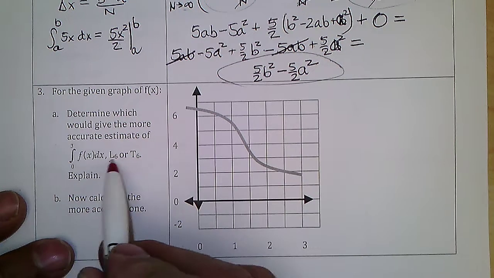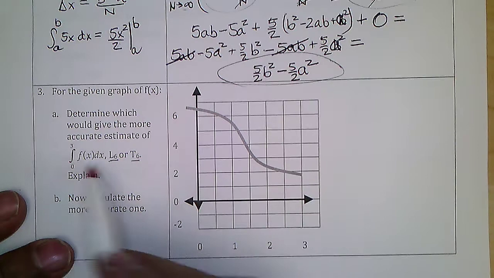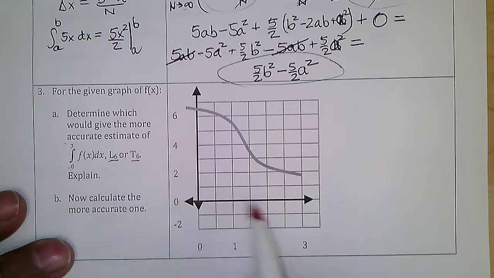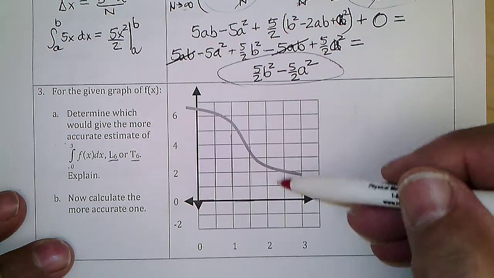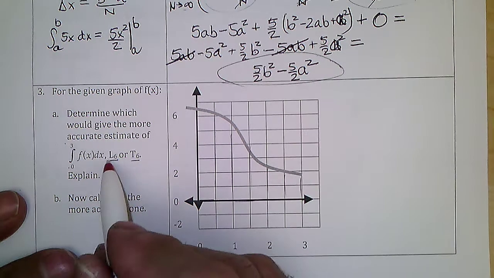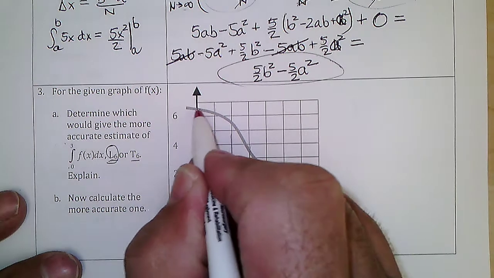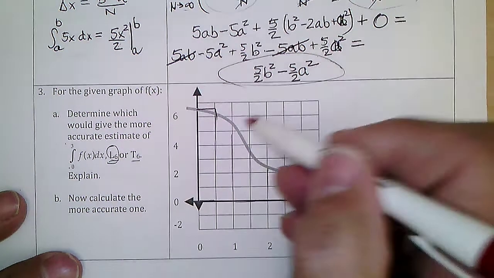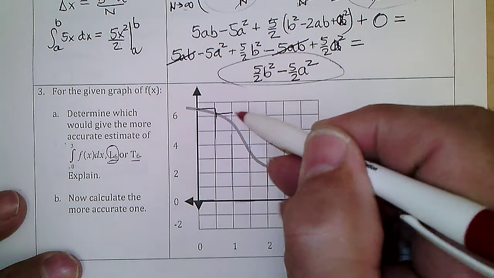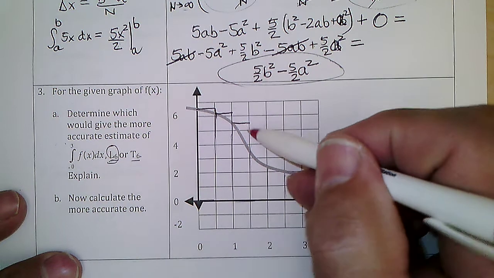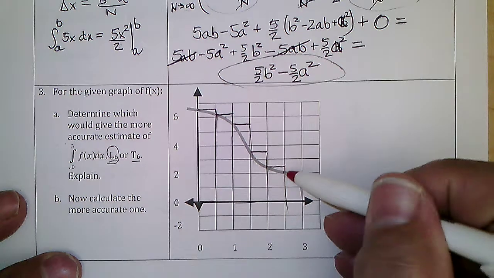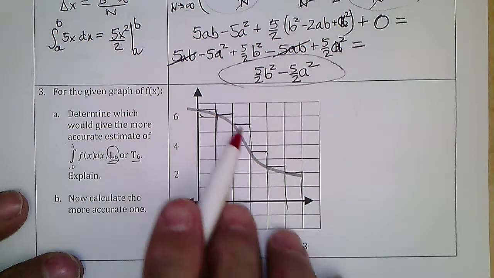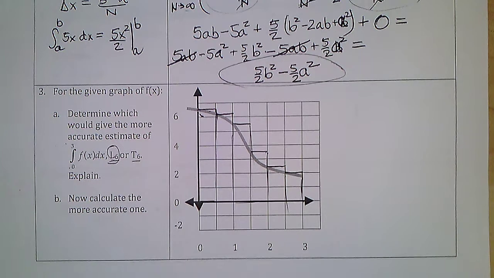It says, which is better, L6 or T6? Well, L6, if I'm going to divide from 0 to 3 into 6 parts, each one would be a half wide. So I'm going to split it in columns every half unit, and I'm going to use the height at the left side. I'd be doing that one, then that one, then that one, that one, that one, and that one. Since it's a decreasing function, I've got some extra area there.